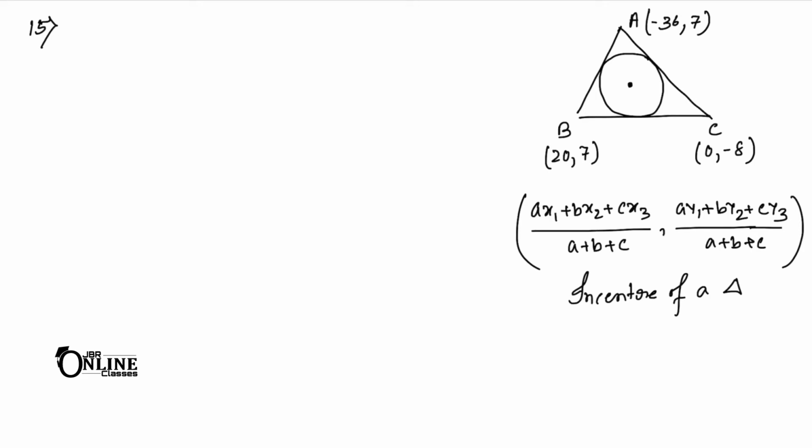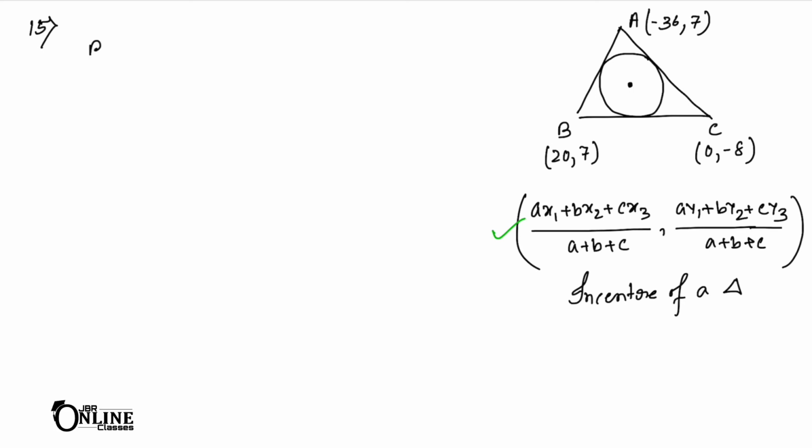Now sum number 15. In sum number 15, find the coordinates of the center of the circle inscribed in a triangle whose angular points are A(-36, 7), B(20, 7) and C(0, -8). Okay, so in that case here, that is the formula to find out the incenter of a triangle. Here the formula is (ax1 plus bx2 plus cx3) by (a plus b plus c). Now here a, b, c means the small ones, that means the length of the sides. So first you have to find out each and every length.